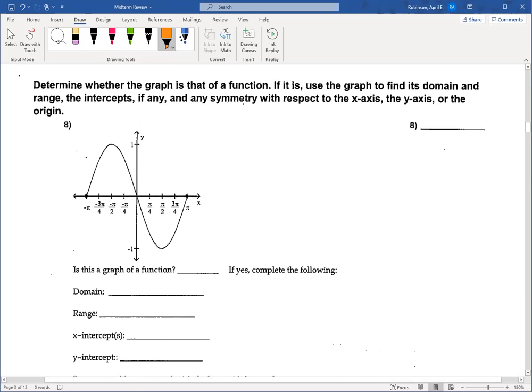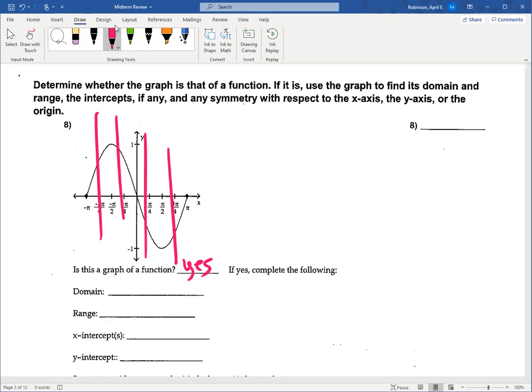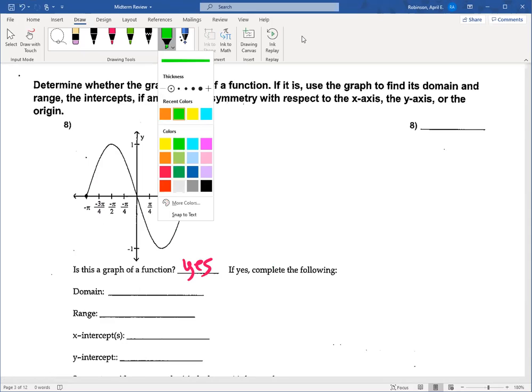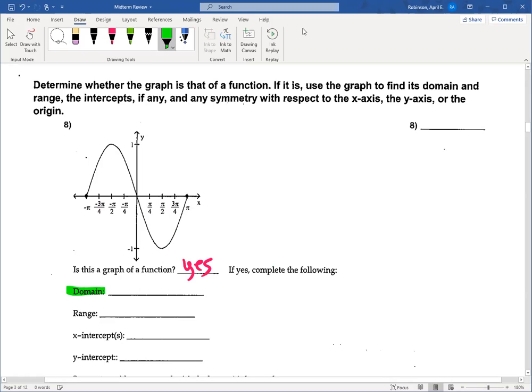Okay, determine whether the graph is that of a function. Yes, it is, because it passes the vertical line test. No matter where I would draw a vertical line, it only crosses it once, so it's a function. And then they want to know the domain. Okay, the domain is how this graph spreads across the x-axis. It starts here, it goes up, it goes down, it goes up, and it ends right there.